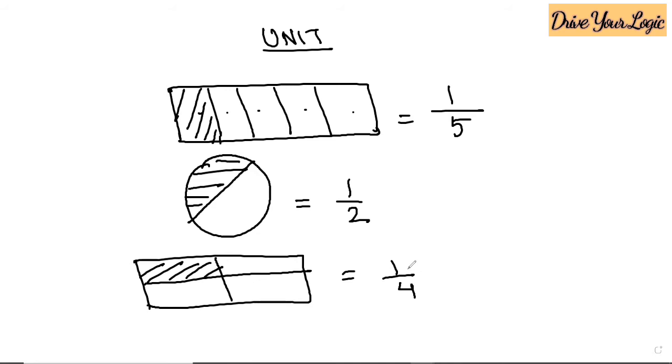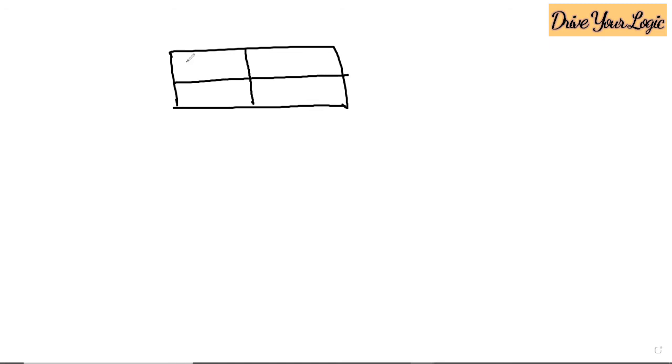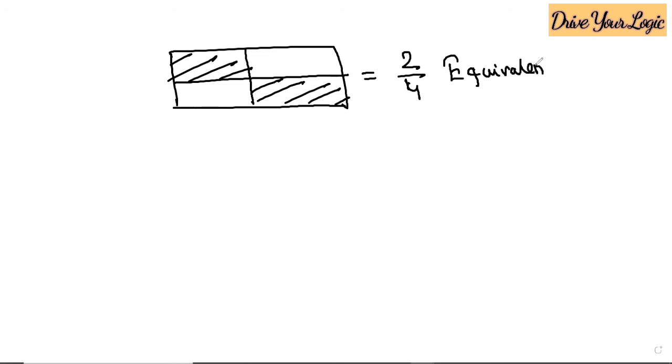Okay. Now comes equivalent fraction. What is equivalent fraction? Suppose this is our figure and out of these 4 parts, only 2 are shaded. So when you have the total number of parts, half of that is shaded. So 2 by 4. 4 is our total and half of 4 is how much? 2. So this type of fraction is called equivalent. Clear?